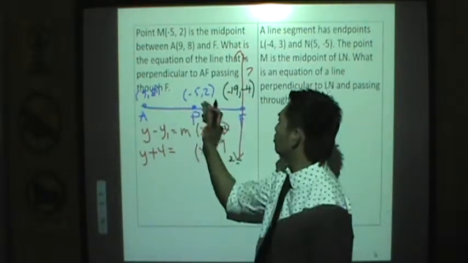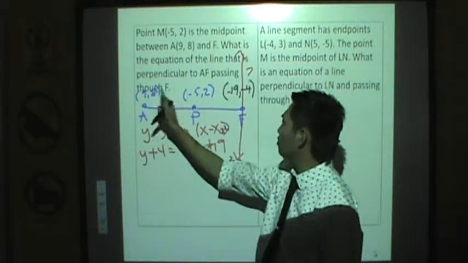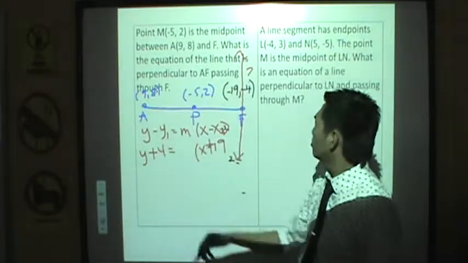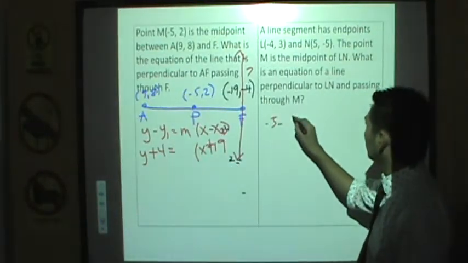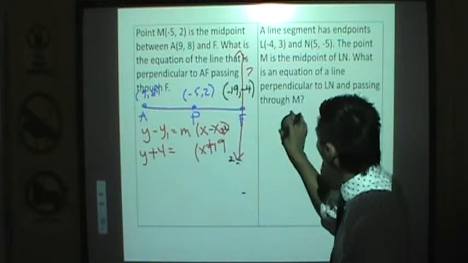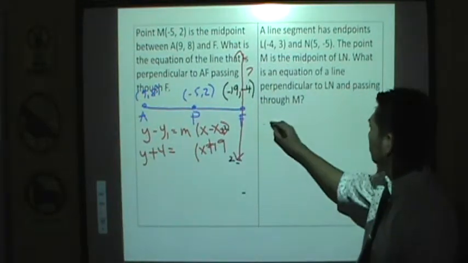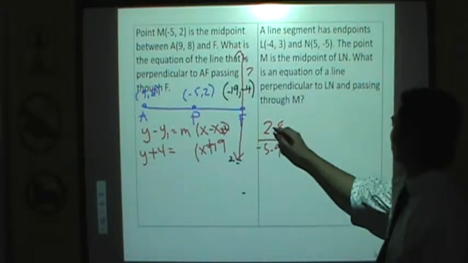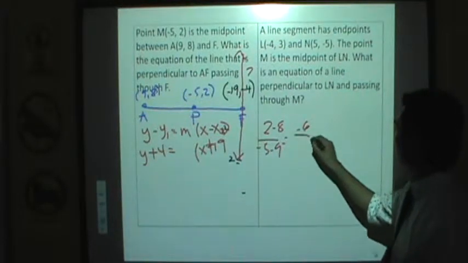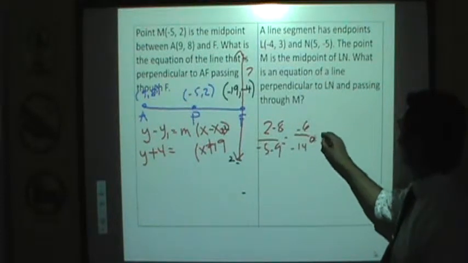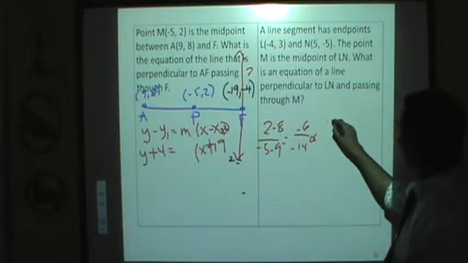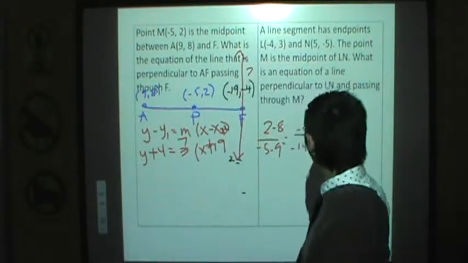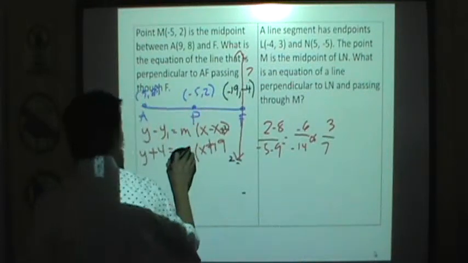Let's use these two. Guys, if you want to use these two, or the other two, that's fine. You're going to get the same exact slope. So I'll go ahead and use the blue ones. We're looking at the slopes, so that would be 2 minus 8 over negative 5 minus 9. This would be negative 6, this would be negative 14, or negative divided by negative is positive 3 over 7. Now you have 3 over 7.